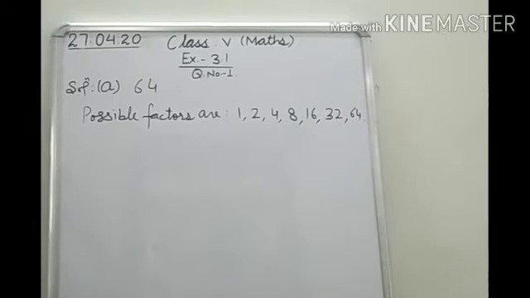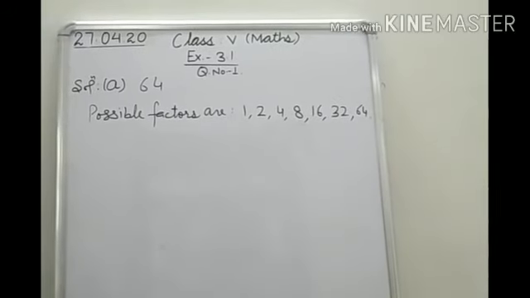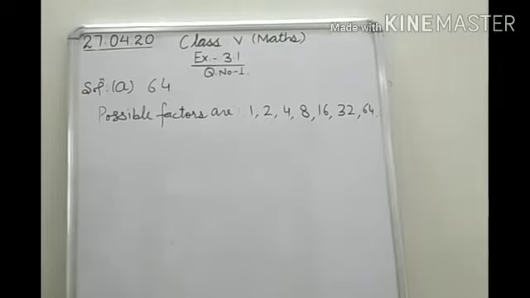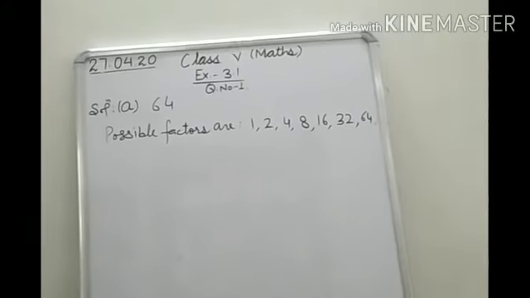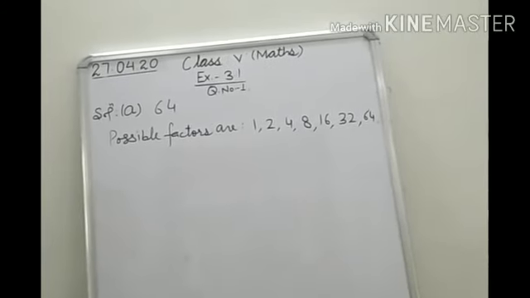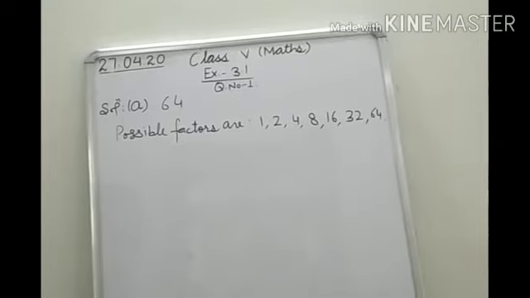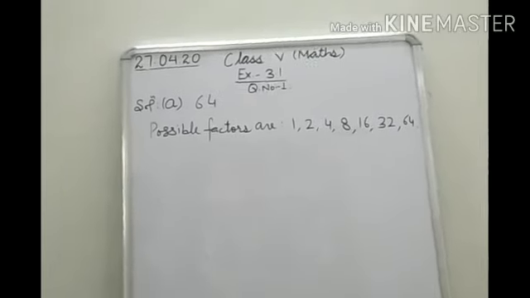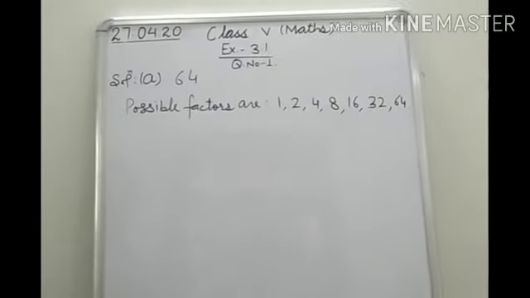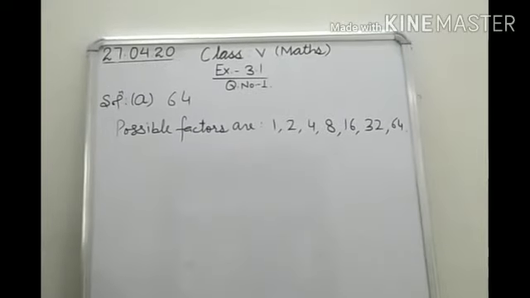So student, these are the possible factors of 64. From this question you have to understand that to find the factors, it is very very important for you to learn the divisibility tests.